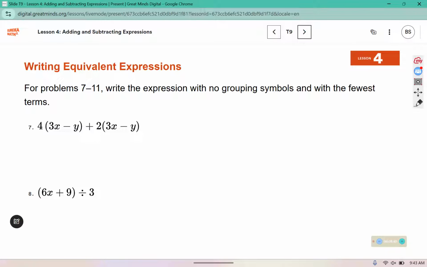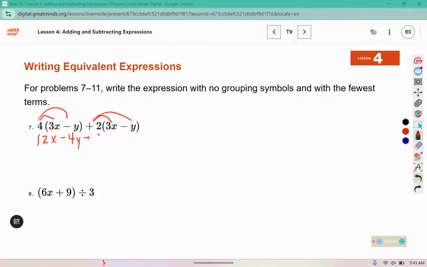For problems 7 through 11, write the expression with no grouping symbols and with the fewest terms. So we're going to start by distributing here. 4 times 3x is 12x. 4 times -y would be -4y. Oops, I got my variables switched up here. 12x, -4y. Then we'll distribute this +2. 2 times 3x is +6x. 2 times -y would be -2y. Then we combine. 12x and 6x make 18x. -4y and -2y make -6y.